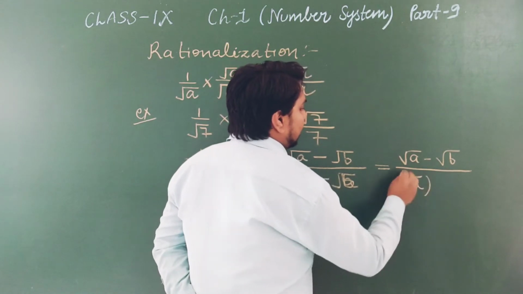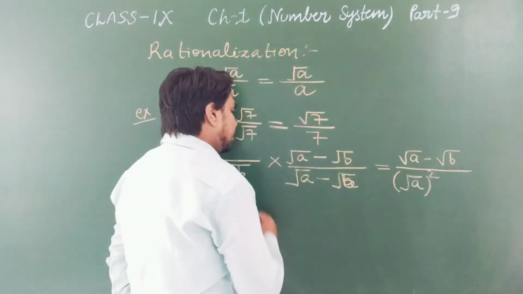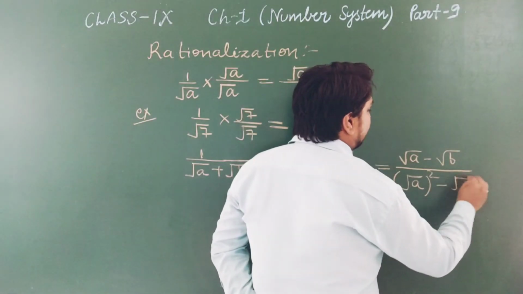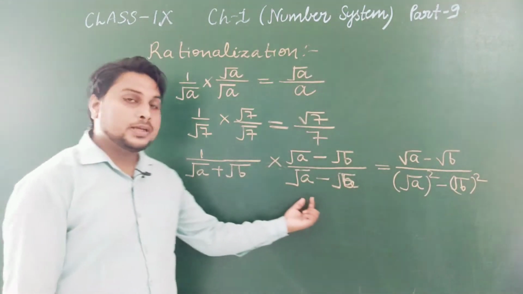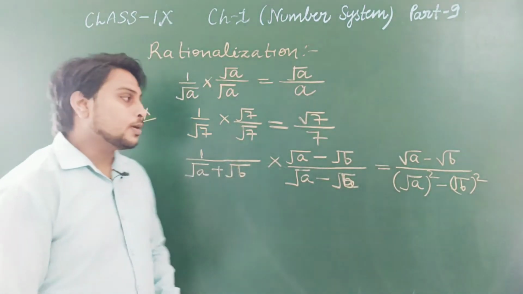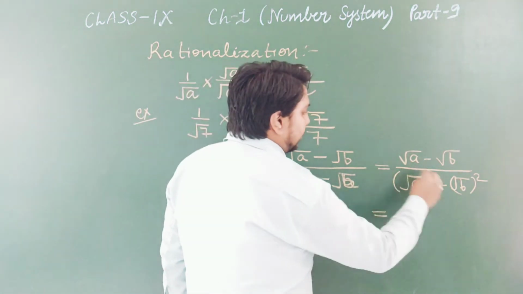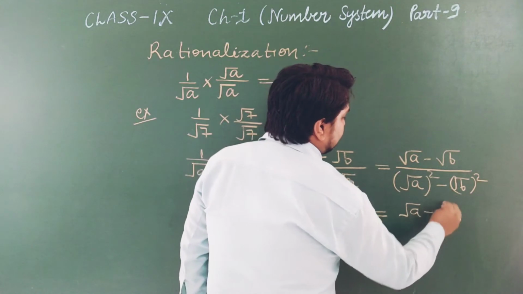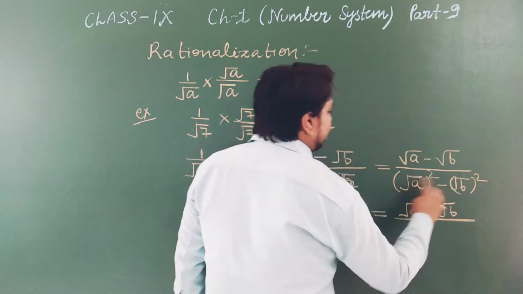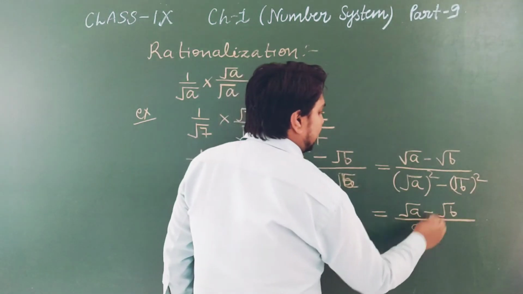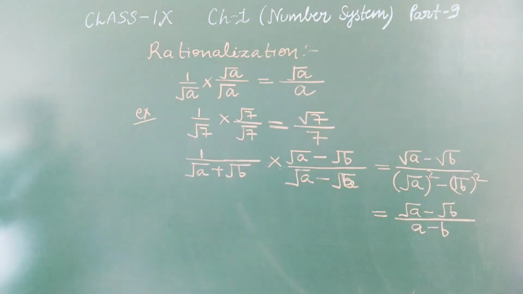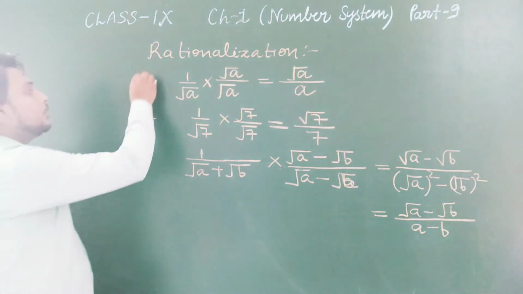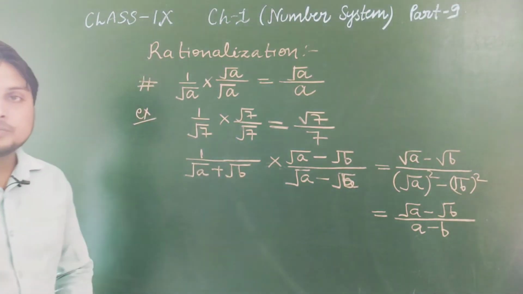At the place of a, there is under root a, so under root a square will be there, and at the place of b, there is under root b, so under root b square will be there. Here one identity is applied, that is (a plus b)(a minus b) equals a square minus b square. Now the numerator will be written as it is, and in the denominator under root a square is a, and under root b square is b. So now you can see that the square root is removed from the denominator. Note down how we can do the rationalization if the numbers are given like this.